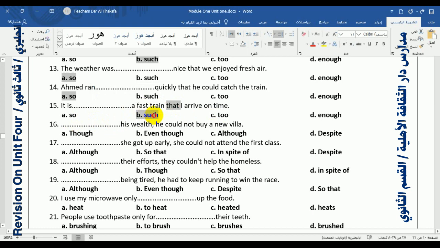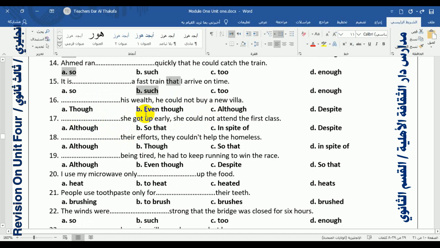Though, even though, although, or despite his wealth, he couldn't buy a new villa. His wealth. Though, even though, and although must be followed by a complete sentence. Despite means "in spite of". What comes after it is either a noun, like "his wealth", or a verb with -ing, or "the fact that". Despite and in spite of are the same, and are followed by a noun, a verb with -ing, or "the fact that".